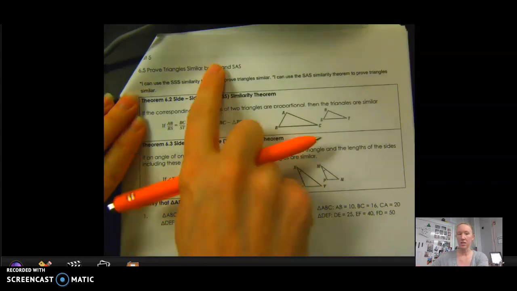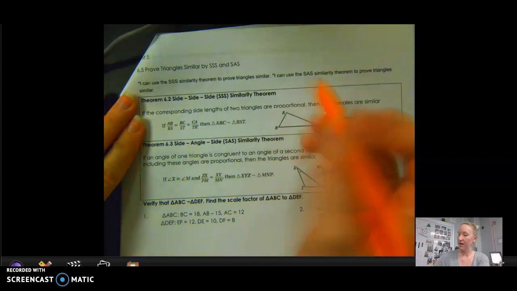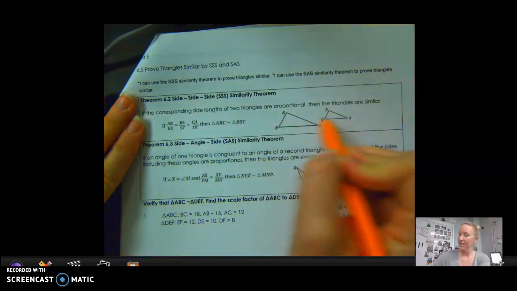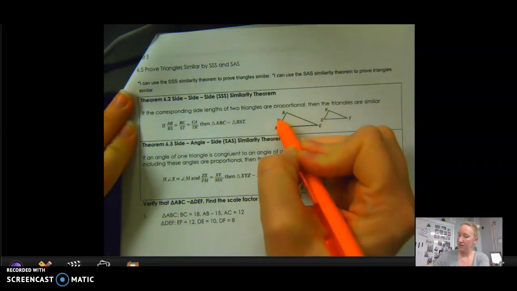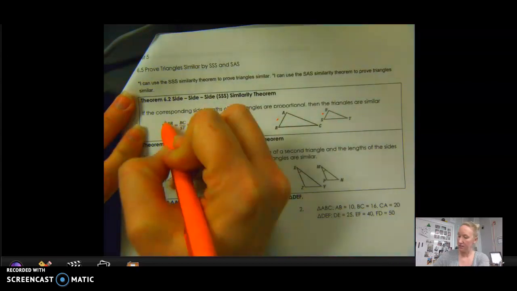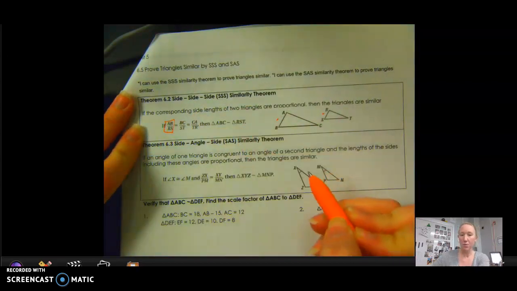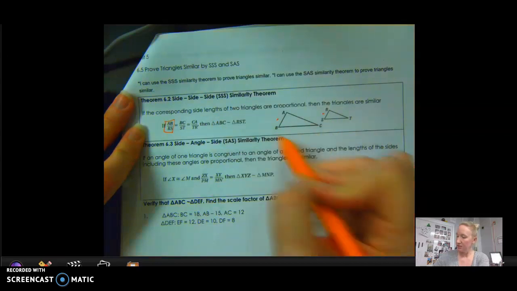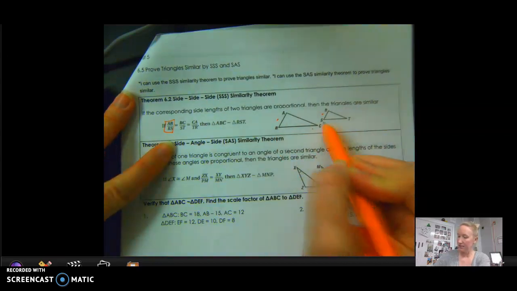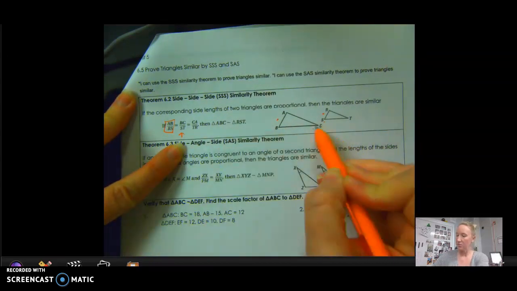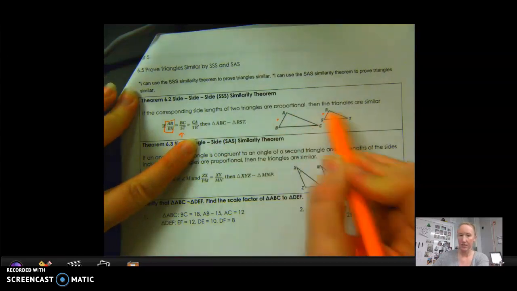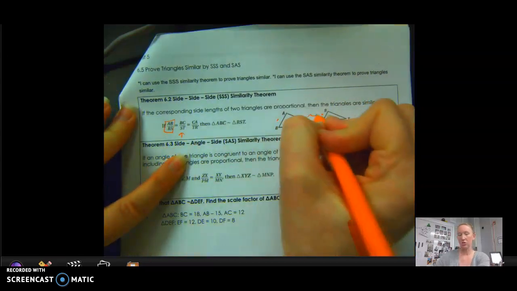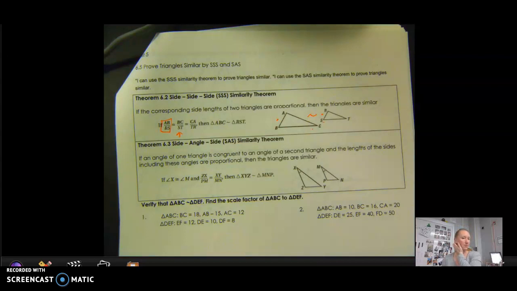In this section, we're going to talk about side, side, side first. So if I have two triangles here, and their corresponding sides, like AB over RS, this guy right here, is in proportion to, let's say, BC over ST, this guy, which is also in proportion to CA over TR, then that means that these two triangles are similar. Okay, so all corresponding sides have to be proportionate to one another.